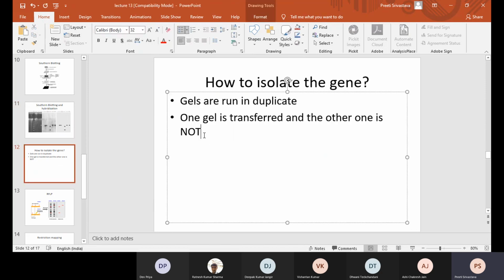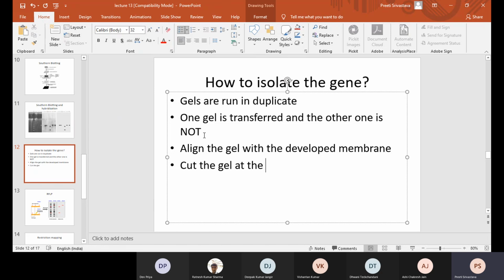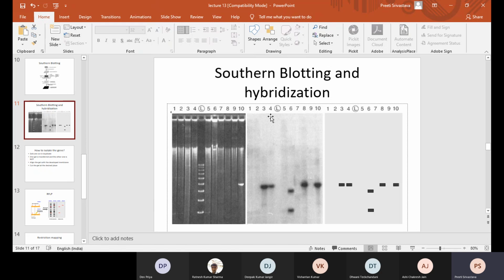So one gel is transferred, the other one is not. Now what you do is align the gel with the developed membrane and cut the gel at the right place. Here I mean whichever lane corresponds to whichever position. For example, lanes 1 and 2 are blank, and lanes 3 and 4 have two bands here. That means you bring the membrane in close proximity and cut the band from the agarose gel with some approximation, right?